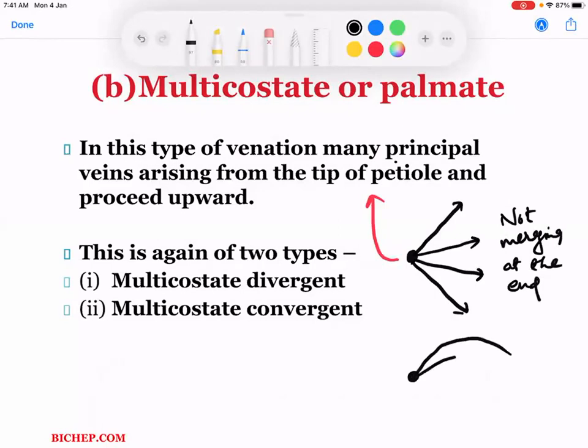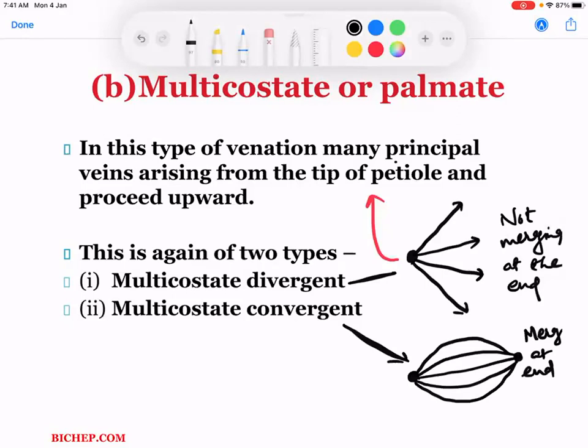And if they are merging at the end, for example, this is a starting point, 1, 2, 3, 4, 5. All are merging again at the second point. So they are merging at the end. That is called convergent, and this is called divergent. I hope you are very clear with that. Yes or no?